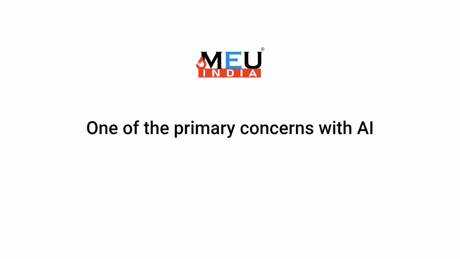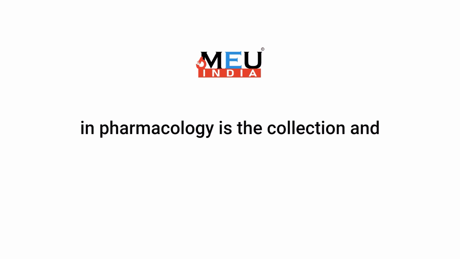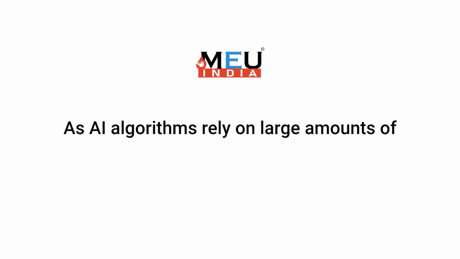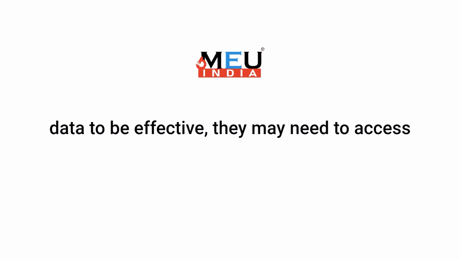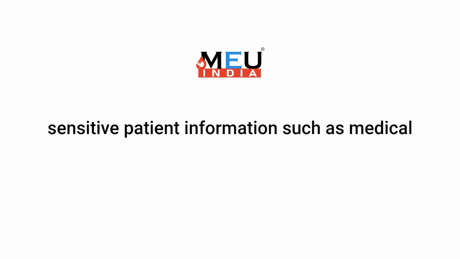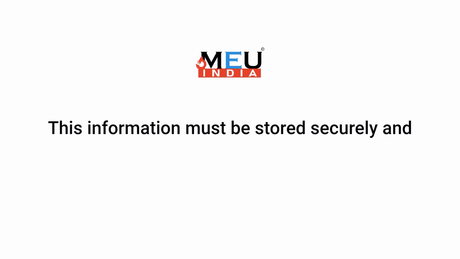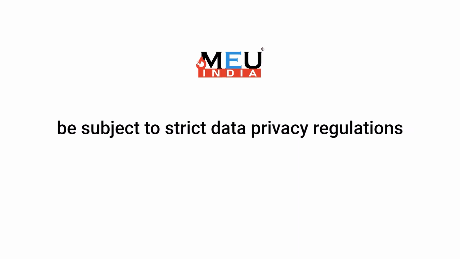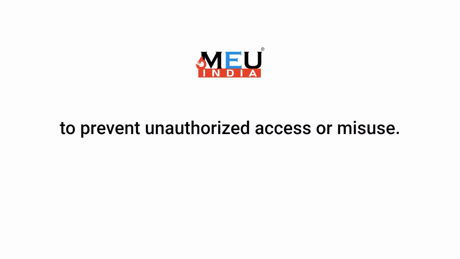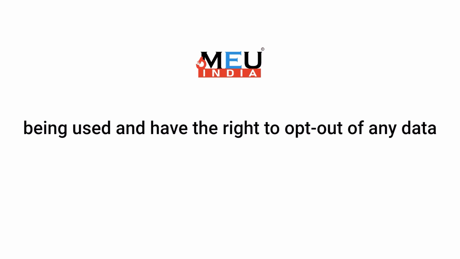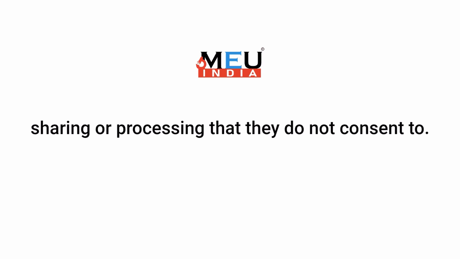Privacy. One of the primary concerns with AI in pharmacology is the collection and storage of personal health information. As AI algorithms rely on large amounts of data to be effective, they may need to access sensitive patient information such as medical histories, genetic data, and lifestyle choices. This information must be stored securely and be subject to strict data privacy regulations to prevent unauthorized access or misuse. Patients must be fully informed of how their data is being used and have the right to opt out of any data sharing or processing that they do not consent to.